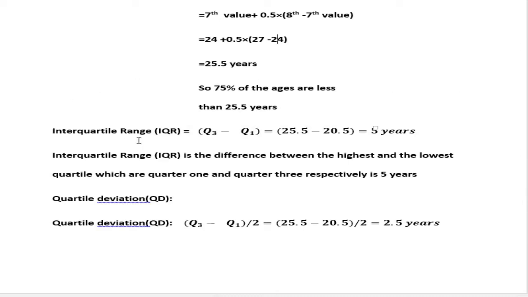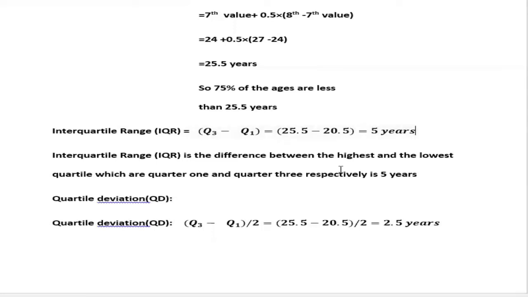And the formula is straightforward. It is denoted by IQR: Q3 minus Q1. We got the third quartile already, 25.5. The first quartile we got 20.5. And it will be 5 years. That is the difference between the highest and lowest quartile, of ages, is 5.5 years.